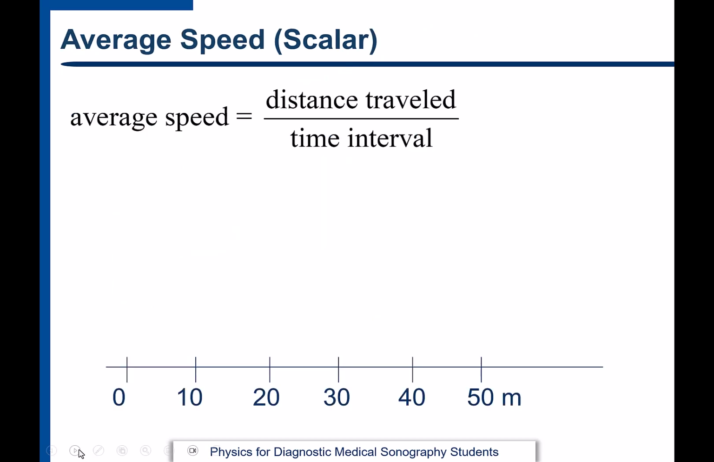The next quantity we want to define is called average speed. And you're all familiar with the concept of average speed. It's just how far did you go in how much time. Speed is a scalar. It doesn't have direction.